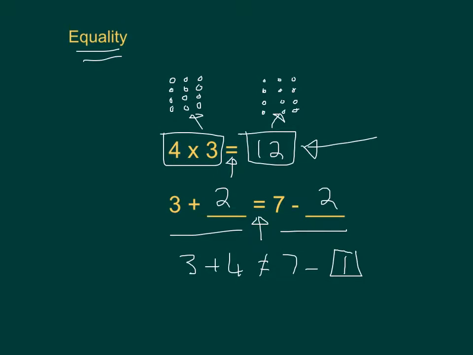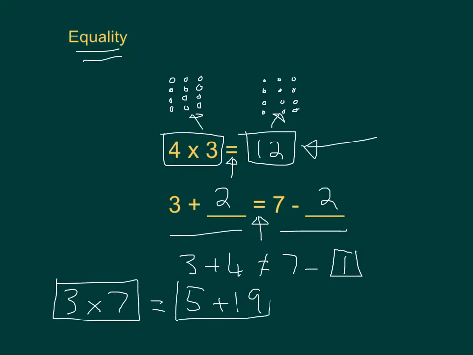Now, we do have some signs that we use if the two sides don't match. So say, for example, if I was doing 3 times 7, and I had an equal sign and 5 plus 19. Of course, they're not the same, because on this side I've got 21, and on this side I've got 24. So then I would use this sign across over the equals line to show that it isn't the same.